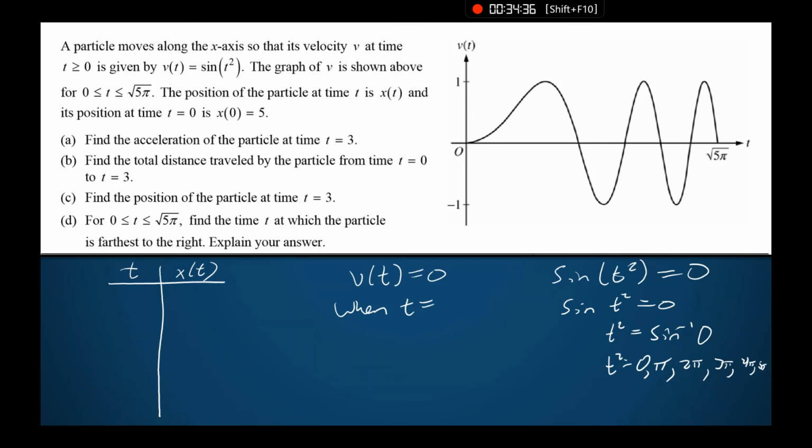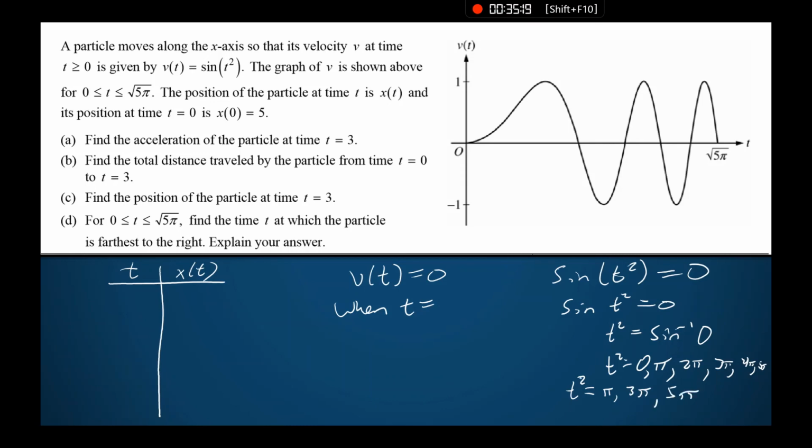Okay, I'm looking for when we are the rightmost, which means I want to know when the sign changes from a positive value to a negative value. Which ones of these, 0, pi, 2 pi, 3 pi, 4 pi, 5 pi, does the sign change from positive to negative? From positive to negative, right? Yep, from positive to negative. At which angles? Pi, 3 pi, and 5 pi. Perfect.